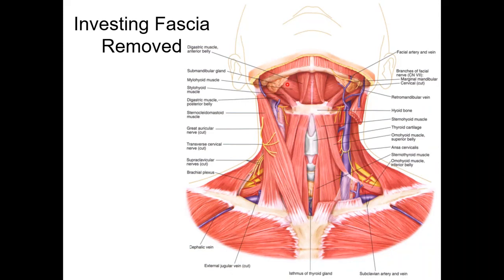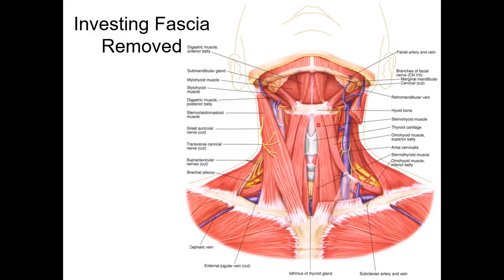Your mylohyoid muscle, which is this fan-shaped muscle, and the two muscles meet at this median raphe here, and they're attached to your mandible here, as well as your hyoid bone here. And then deep to this set of muscles, you have your geniohyoid muscle, but it's not shown in this picture.